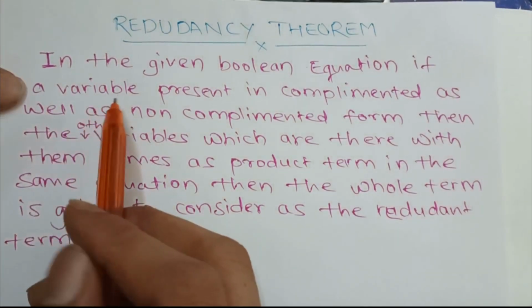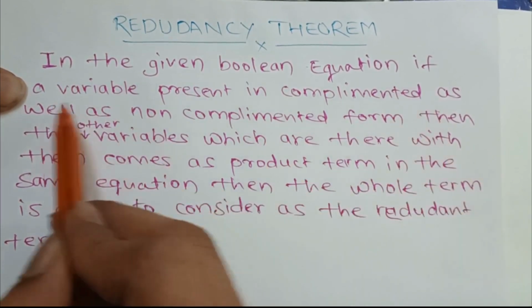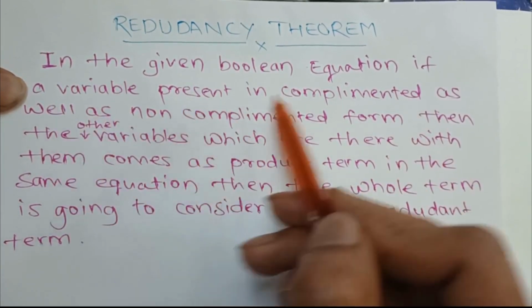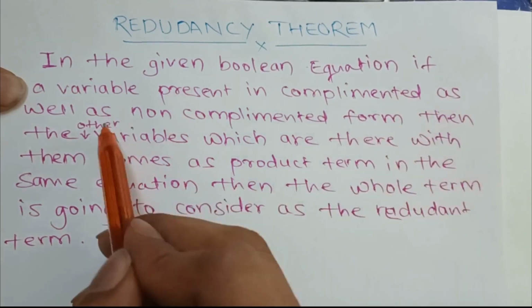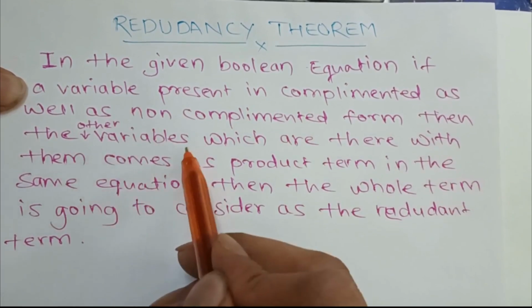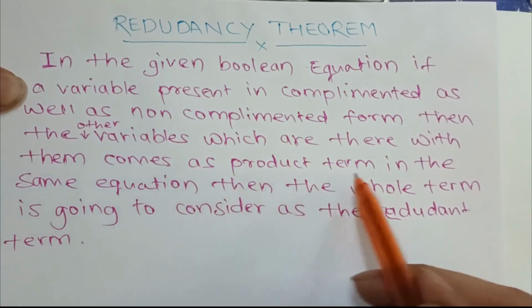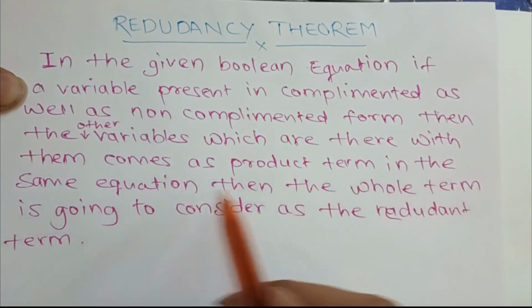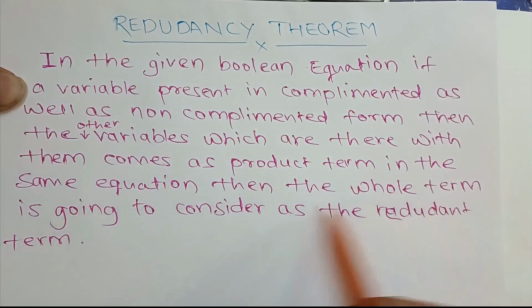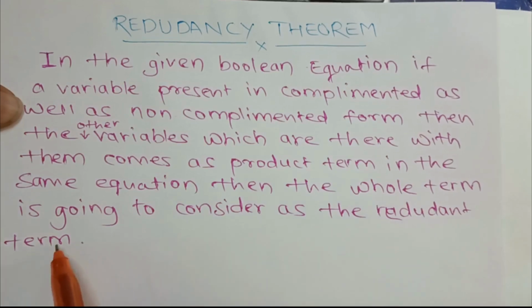The definition says like this: in the given Boolean equation, if a variable is present in complemented as well as its non-complemented form, and the other variables which are there with them come as a product term in the same equation, then the whole term is going to be considered a redundant term.